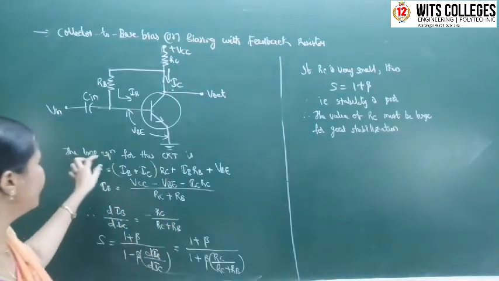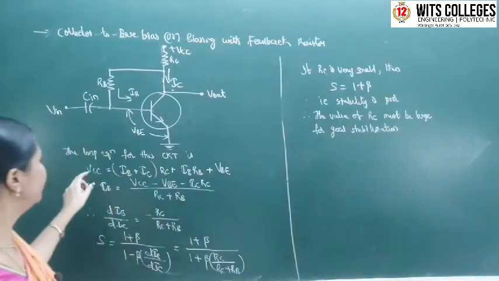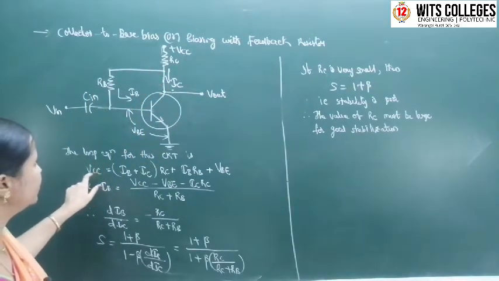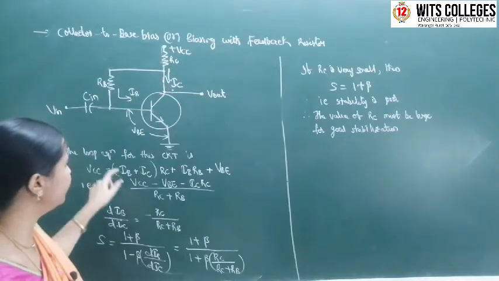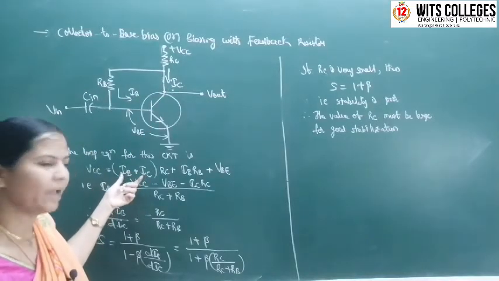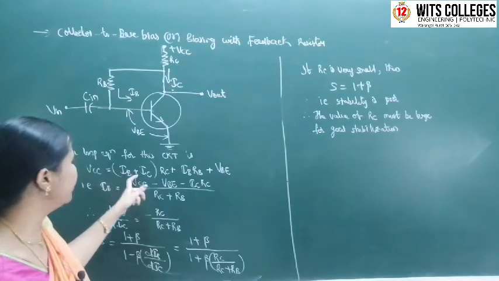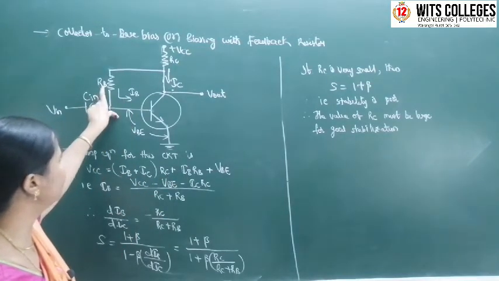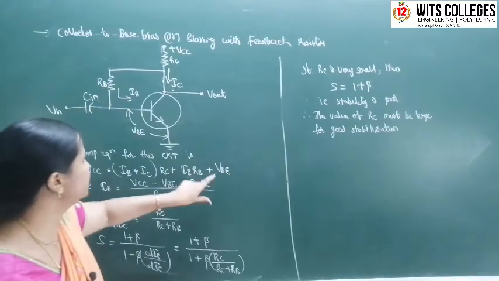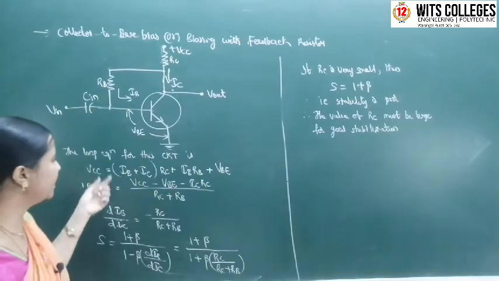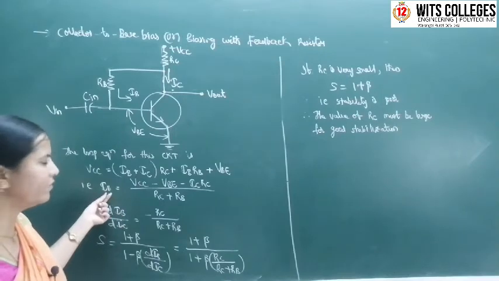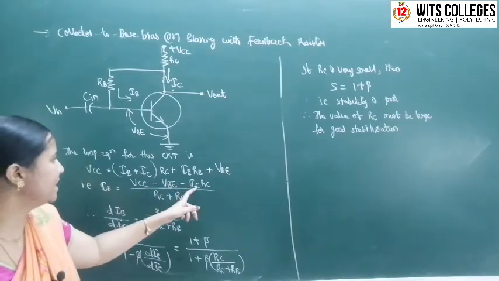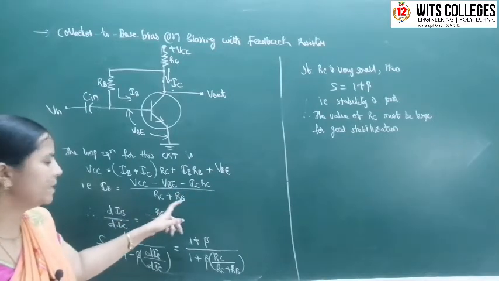So the loop equation for this circuit: if you take the loop equation around this loop, you will get VCC equal to (IB plus IC) into RC plus IB RB plus VBE. IB plus IC is nothing but the emitter current, IE. So if you calculate the equation for IB, you will get IB equal to (VCC minus VBE minus IC RC) by (RC plus RB).